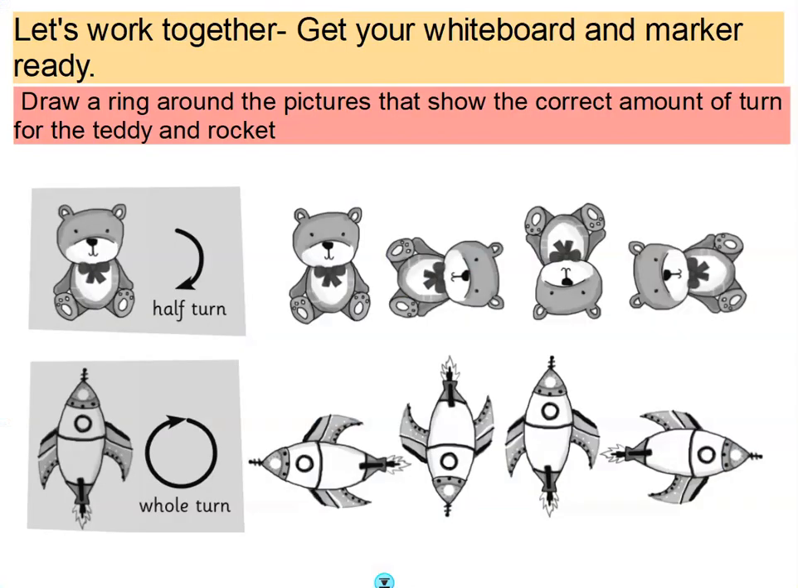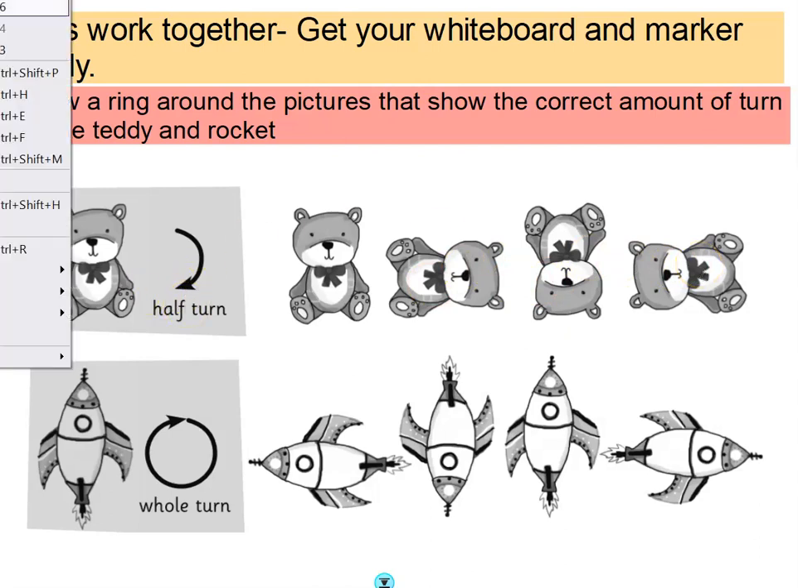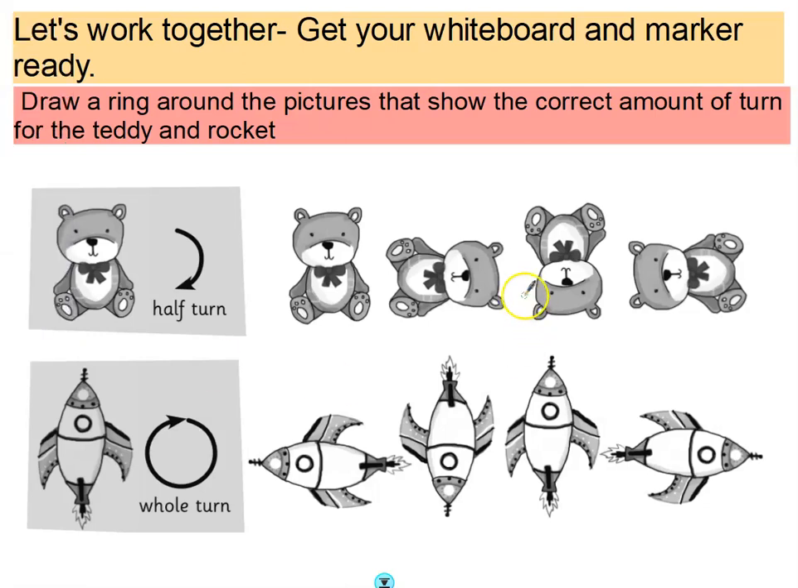Now, let's work together. Get your whiteboard and a marker ready. I hope you're ready now. Draw a ring around the pictures that show the correct amount of turn for a teddy and a rocket. Now, for a teddy, I want you to show which teddy shows a half turn. Which of these four shows a half turn? Well done. This one, as this one shows the opposite direction.